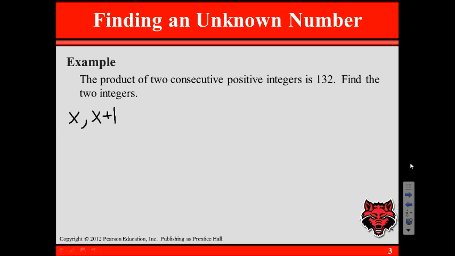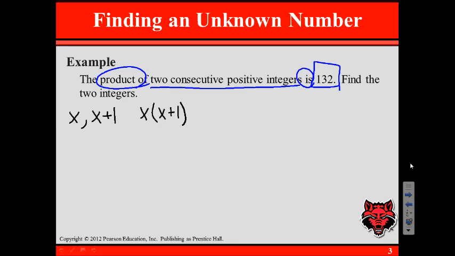Let's now go back to the problem and find the mathematical keywords that will help us set up our equation. So we start with product, two consecutive positive integers, and we've already defined those, is, and it's important to know 132. So starting with the product means multiply. So we multiply the two integers that we defined, x and x plus 1, and the product is, or equals, 132. So we start by distributing the x on the left-hand side to simplify the left-hand side. That gives us x squared plus x equals 132.